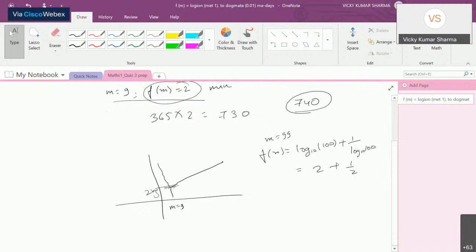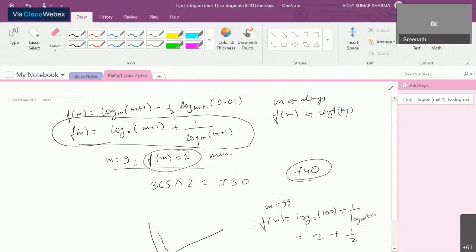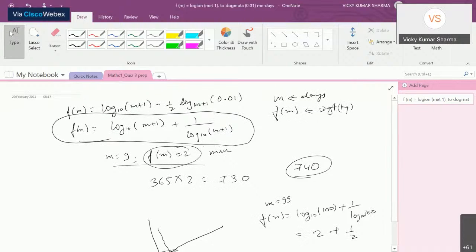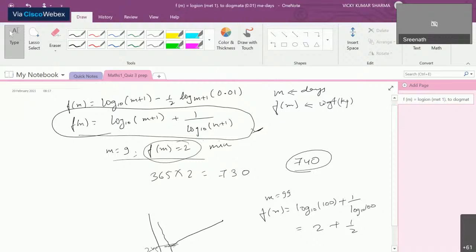Sir, from the first line to the second line, how did we come? Can you explain that, please? From the first log line to this second log line? Okay. So this part, I'll take it here. Is it visible? So this part is fine, right? So I'll take up the second part here.